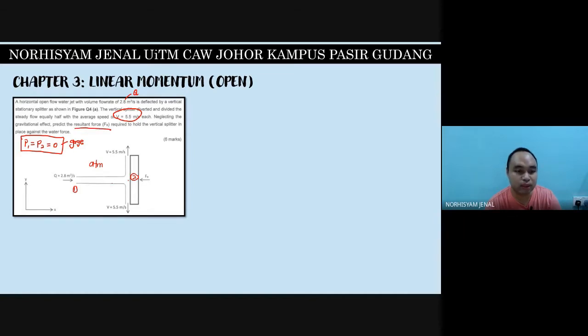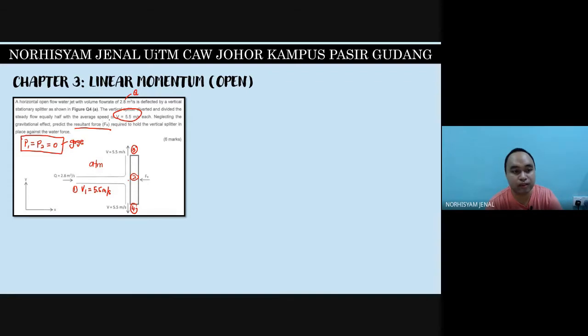Once again, when you see this question, they don't provide you the velocity for point number one. We can just assume the velocity should be the same. So if it is the same, we can assume V at point one should equal 5.5 meter per second. So this is point 2, for example. We can put this as point 3 and this as point 4. The notation for this part is up to you. So how do we do this?